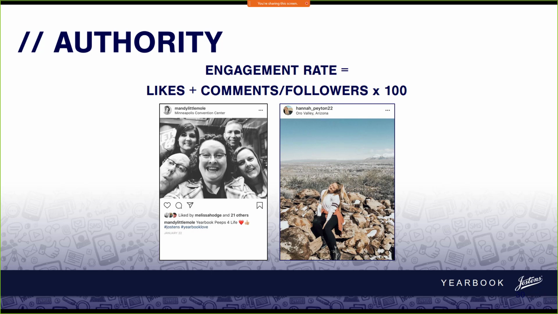Then next is authority. So while quality is better than quantity when it comes to an influencer's audience, you also want to make sure your influencer has a reach wide enough to help you accomplish your goals. So look at the metrics of the influencer you're interested in to gauge the level of their reach.